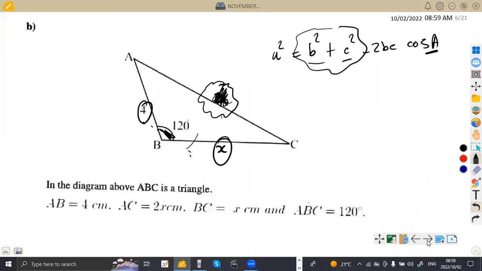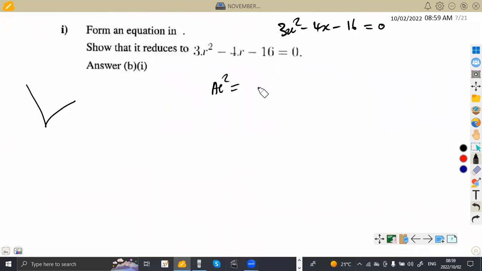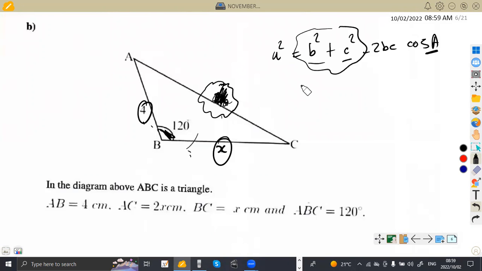I want you to see this. I want us to follow each other. So it's going to be 4 squared plus x squared. These are the sides that we have referred to, and the angle between them is 120. So it's going to be minus 2 times those sides, because remember it's supposed to be minus 2AB. Remember we had a squared plus b squared minus 2ab cos A here.